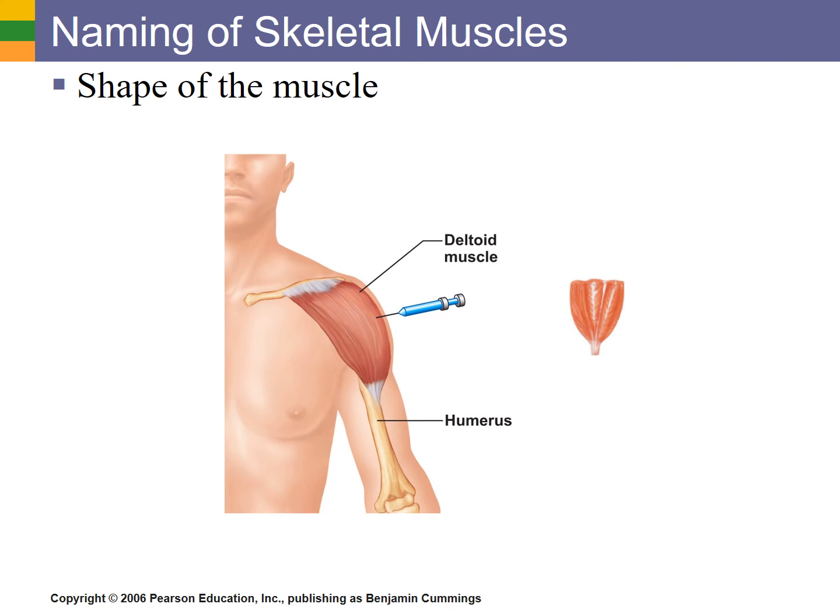A couple of other muscles to mention would be the trapezius, which is on the posterior side of the body trunk, and it roughly is shaped like a trapezoid. And the rhomboids look very much like a rhombus, for which they are named.